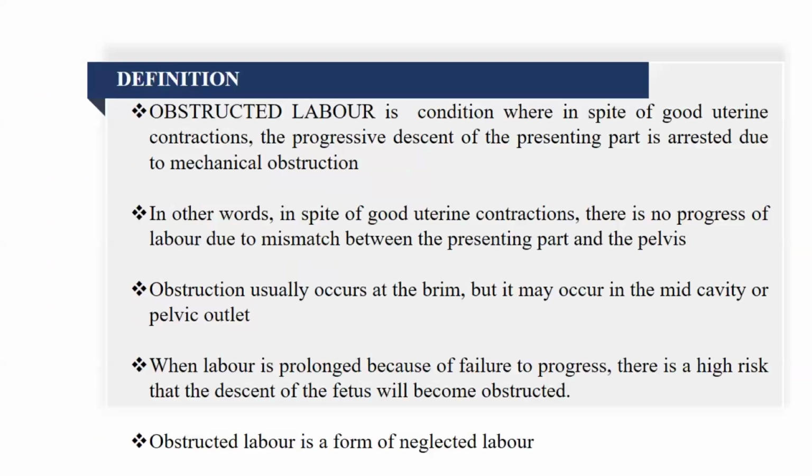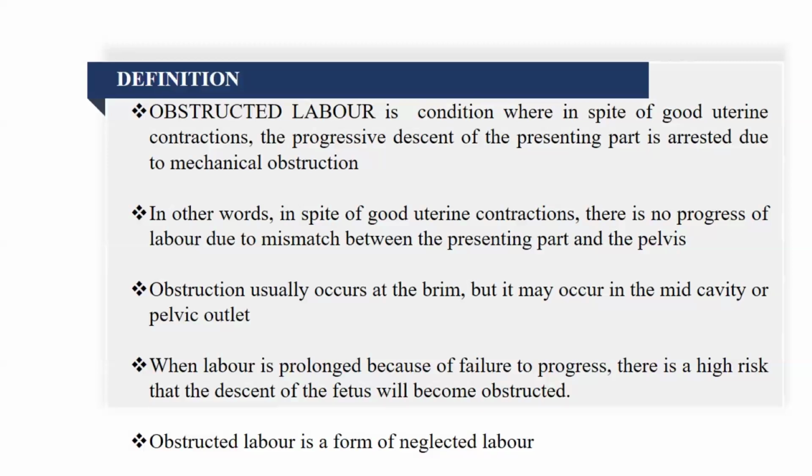So definition. Obstructed labor is a condition where, in spite of good uterine contractions, the progressive descent of the presenting part is arrested due to a mechanical obstruction. In other words, in spite of good uterine contraction, there is no progress of labor due to a mismatch between the presenting part and the pelvis.